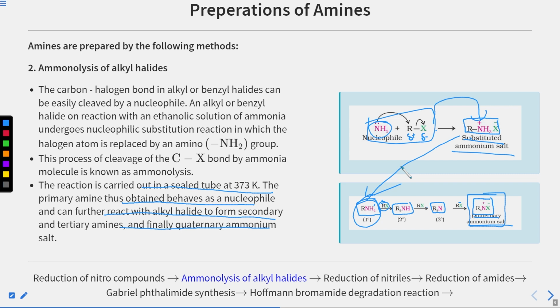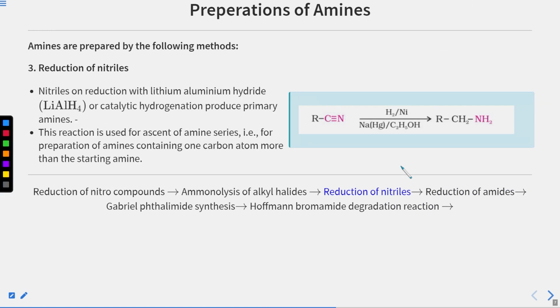The next method is reduction of nitriles. So what we do is we take an RCN. Now here 2 methods are possible. One of these is this one. I will not talk about the mechanism of this. You can just look at this reaction. We have to use H2/Ni, and in the presence of Na/Hg and C2H5OH, we have reduced it to RCH2NH2. If you think about the mechanism, it is simply a catalytic hydrogenation reaction. There is no mechanism to follow.